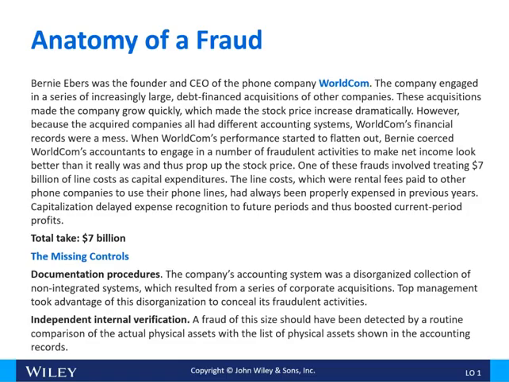This should have been detected by routine comparison of the actual physical assets with the list of physical assets shown in the accounting records. So we consider that doing a physical asset inventory. We talked about doing physical counts on inventory. You can also do a physical count on fixed assets to make sure all the assets you have in your accounting records are actually there and are being used like they're supposed to be. So that would have caught this.